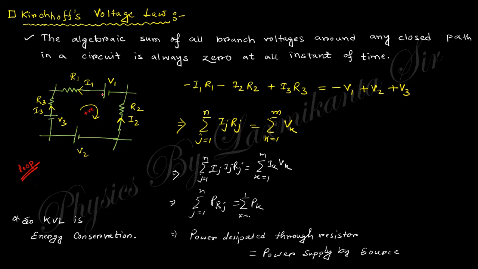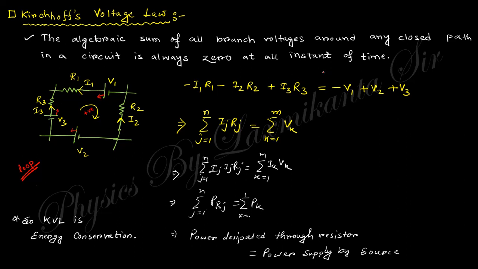Now comes the voltage source. You can see the current is flowing from this voltage source in the opposite direction to our notation, that's why this is minus V1. This is the same, that is plus V2, and this is also the same, that's why this is plus V3. So this is minus V1, plus V2, plus V3.